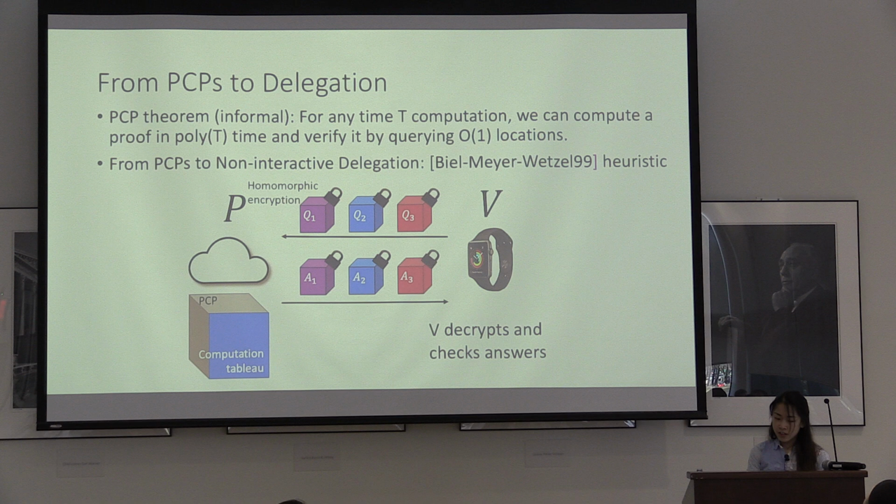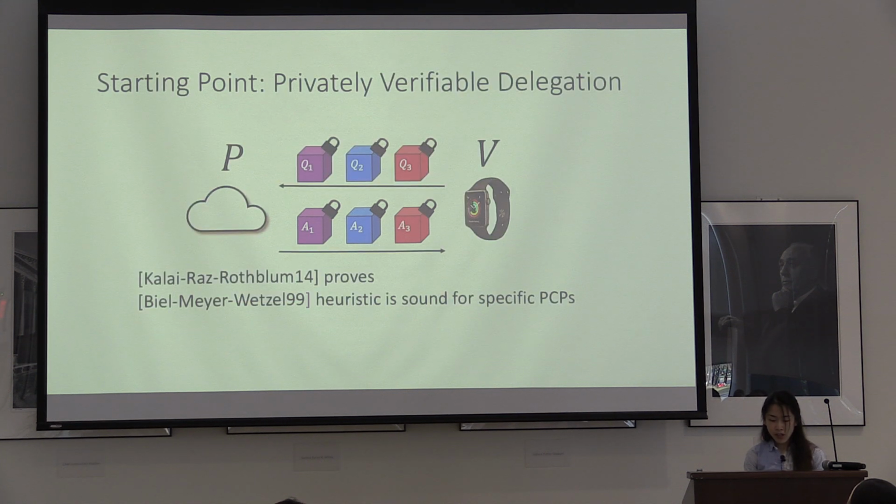So unfortunately, this heuristic doesn't hold in general. It's not secure in general. But the work of Kalai, Raz, and Rothblum does prove that this heuristic is sound for specific PCPs. And for those of you that are familiar with no signaling, the soundness is proved for no-signaling PCPs. So this is where we will start. We'll start from the privately verifiable delegation scheme of Kalai, Raz, and Rothblum, and we'll show how to achieve public verifiability by modifying the scheme.